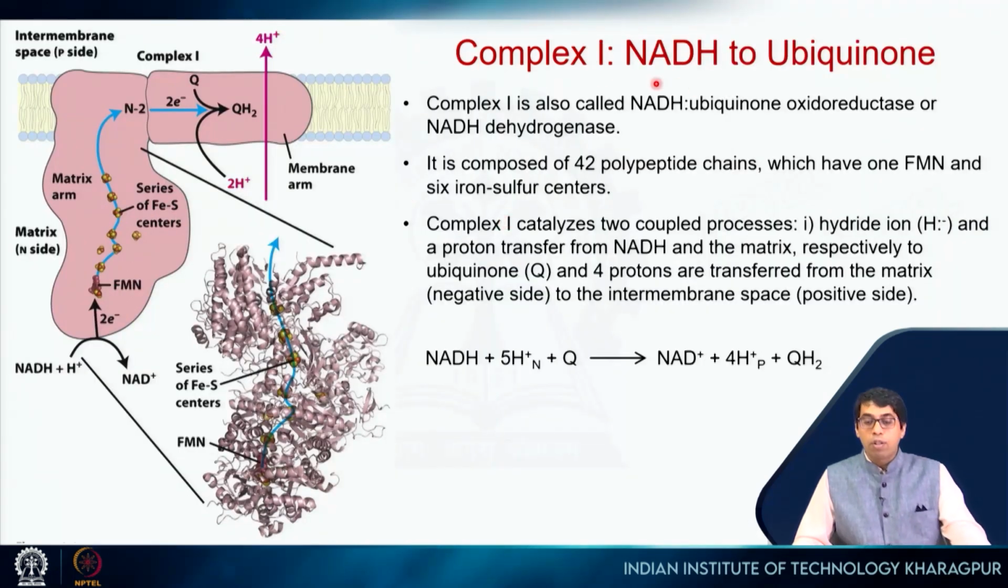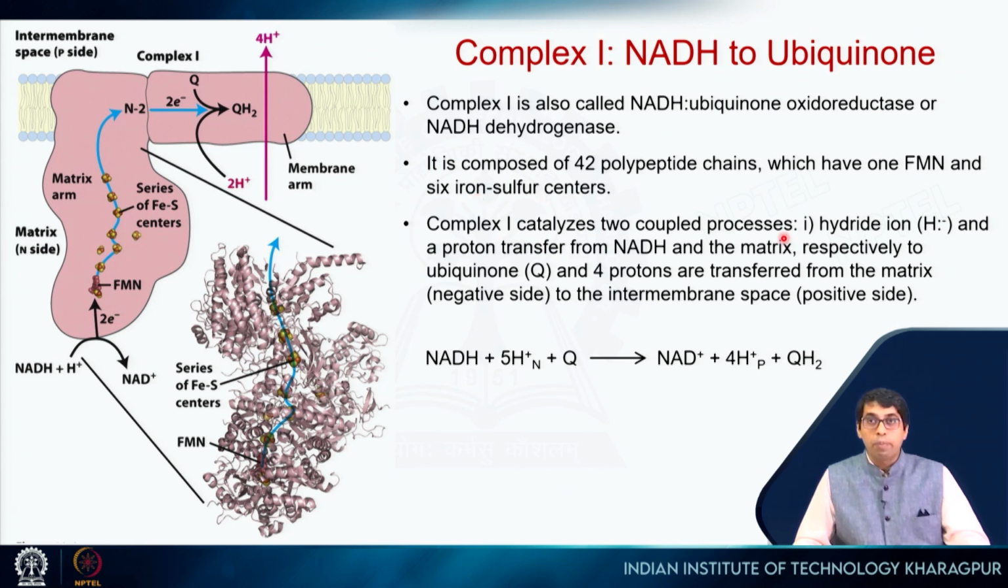Let us look at complex 1, which is this one. It transfers electrons from NADH to ubiquinone. Complex 1 is also called NADH ubiquinone oxidoreductase or NADH dehydrogenase. It is a big protein complex. It has 42 polypeptide chains, and of these, 1 FMN and 6 iron sulfur centers are present. These polypeptide chains bind to these different cofactors.